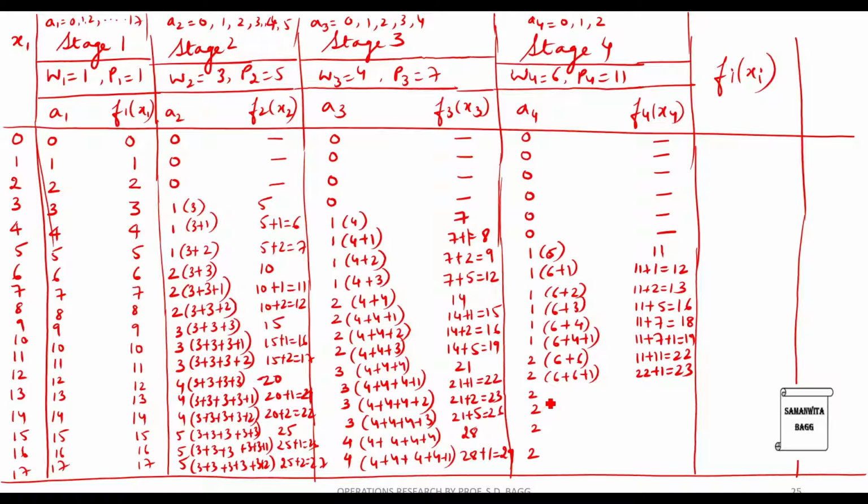Then the next number is 14. So this will be 6 plus 6 plus 2. So this will be 22 plus 2 is 24. Next number is 15. So this is 6 plus 6 plus 3. So this becomes 22 plus 5, because for 3 it is 5. So this becomes 27.